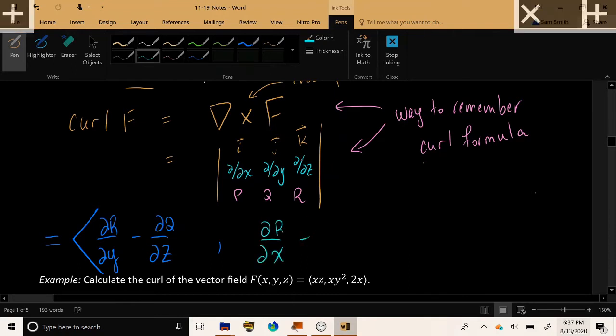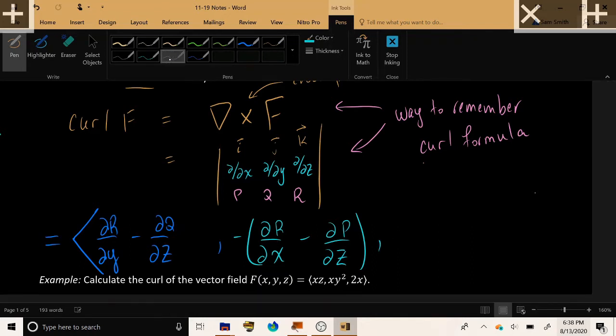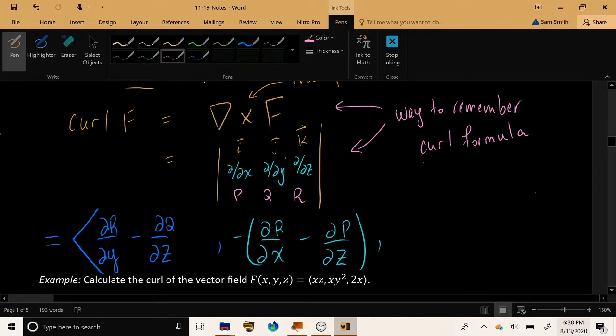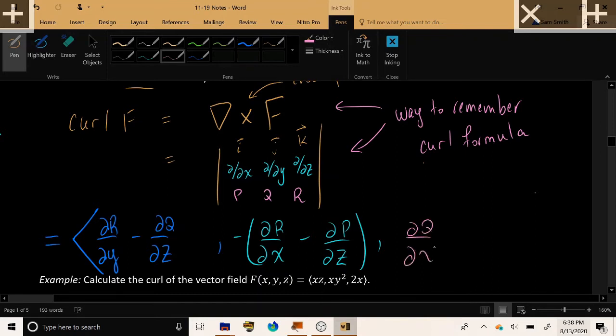We subtract partial z in column 3 with p in column 1. But because it is the j component, we have to make the entire quantity negative. The second one is the opposite, so it goes plus minus plus and alternates. And finally for k in the third row and column, we focus on rows and columns 1 and 2. So we do partial x of q, partial x, and then we subtract partial p, partial y, so minus partial p, partial y.